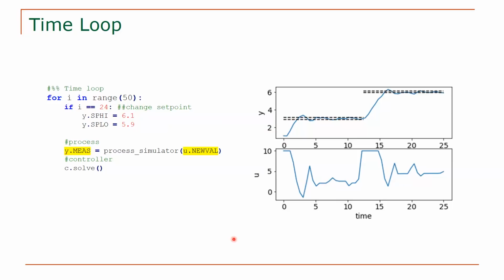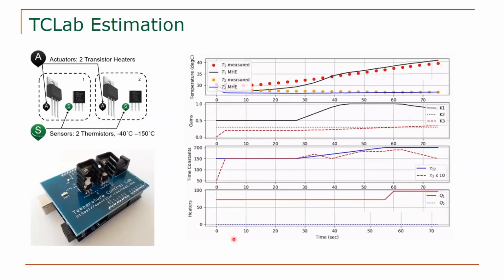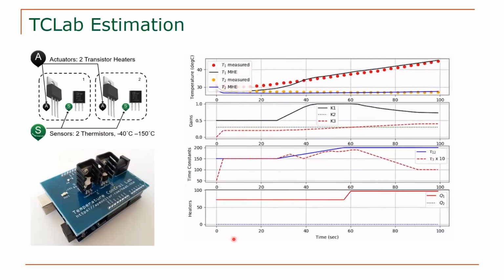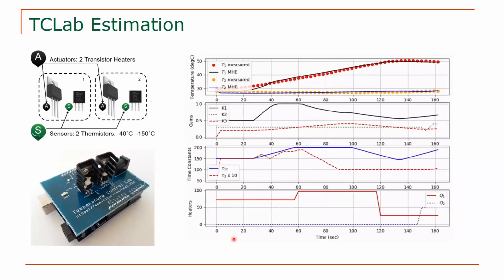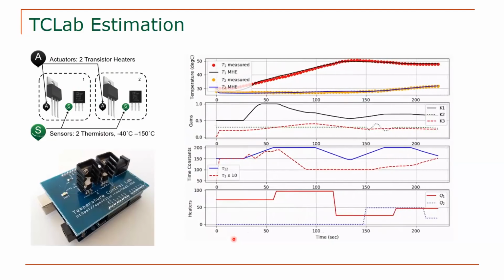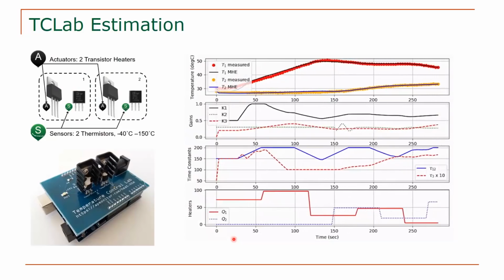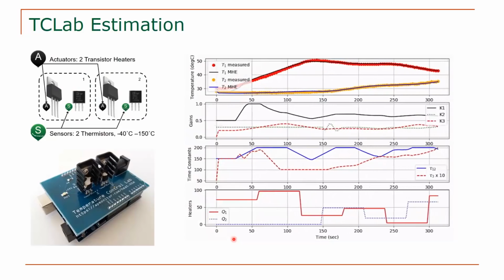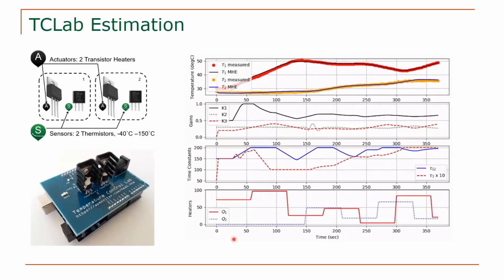So in real life, we at BYU don't have big process equipment to test it on, but we do have this temperature control lab, which we've designed and used at a number of universities to pretend like we're doing some fancy real world thing. It's an Arduino with a couple of transistor heaters and a couple of thermistors, and we're just going to try to control the temperature.